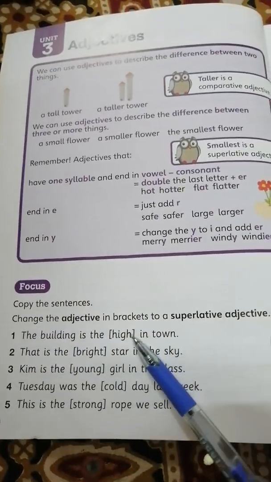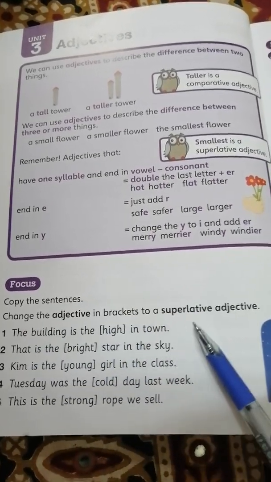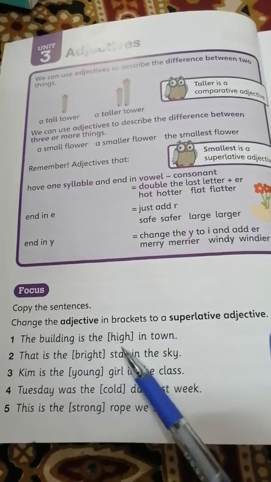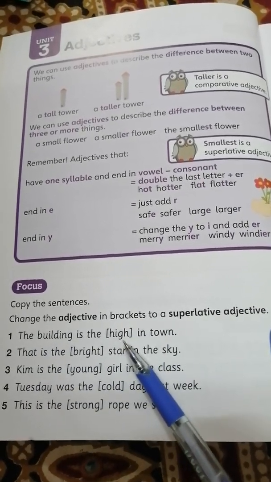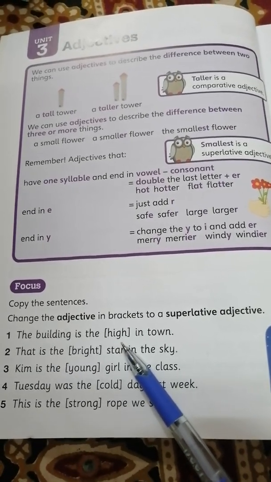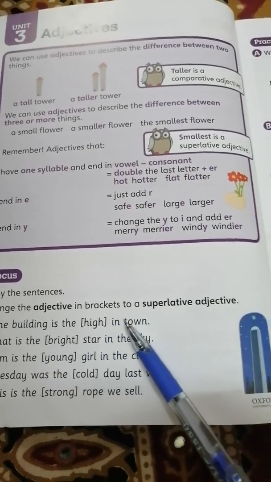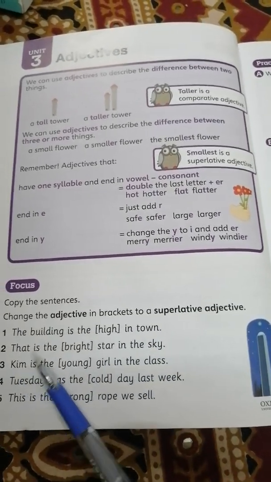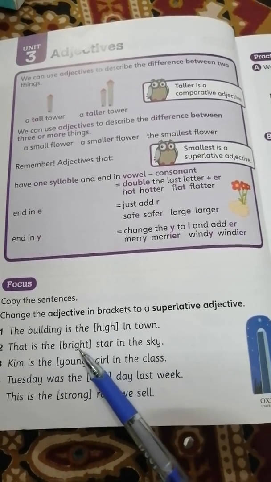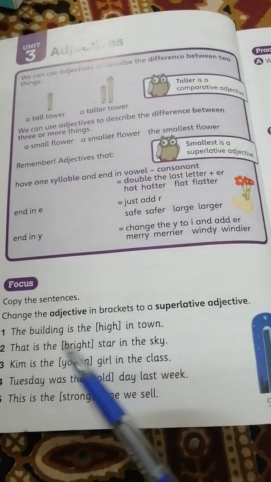This is an exercise for you. Copy the sentences, change the adjectives in brackets to a superlative adjective. The building is the high in town. Now, what is the superlative adjective of high? It is highest, H-I-G-H-E-S-T, highest. The next is, that is the bright star in the sky. Now, what is the superlative adjective of bright? Brightest.